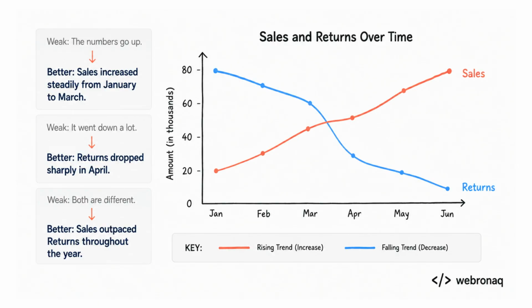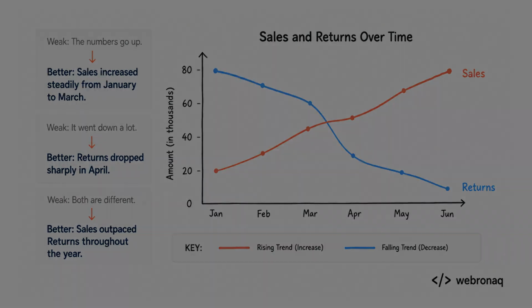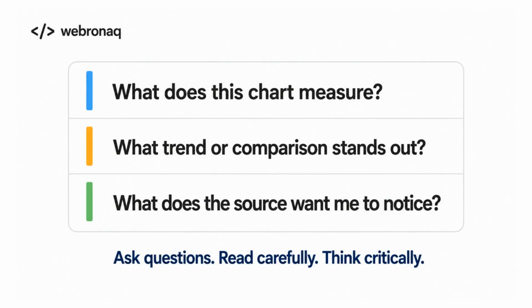For comparisons, avoid they are different. Say sales outpaced returns throughout the year. That sentence gives a clear picture in just a few words. In the final slide, we will pull everything together with the key questions to ask any chart before you finish reading it. Alright, let's bring everything together.